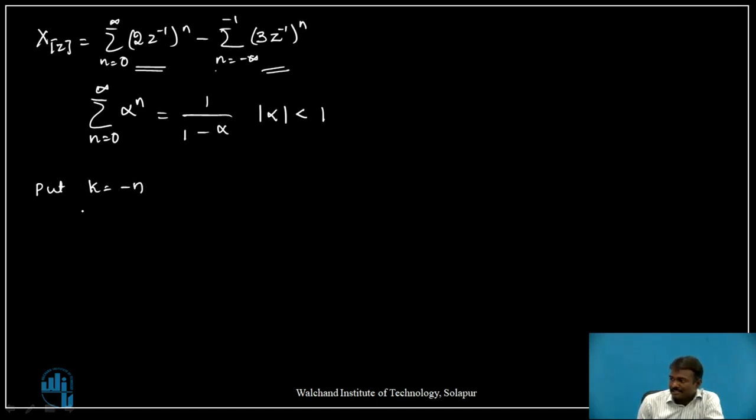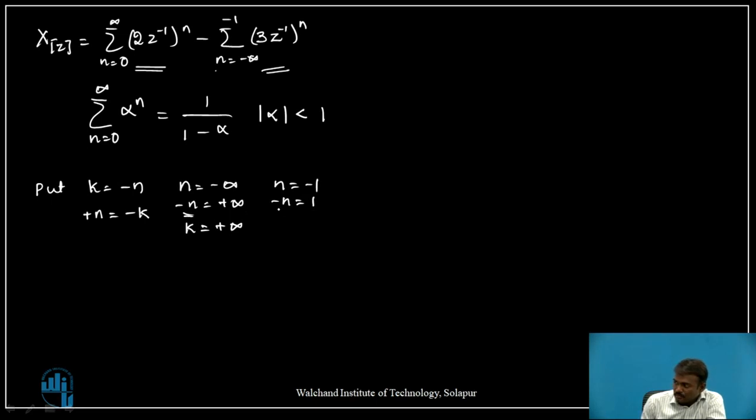So k equal to minus n means minus n will be equal to minus k, and similarly n equal to minus infinity, minus n will be equal to plus infinity, and minus n will be replaced by k, so k is equal to plus infinity. Similarly, n equal to minus 1, so minus n is equal to 1 here, so minus n is replaced by k, so k is equal to plus 1. So these are the k values which we are going to use in the second summation here, not in the first summation.